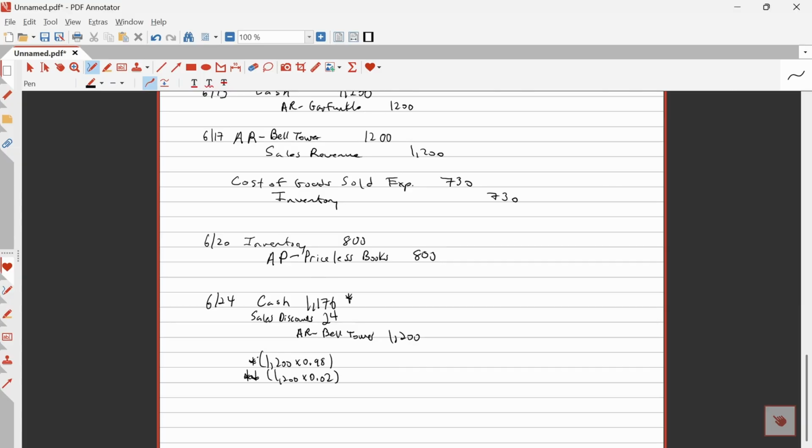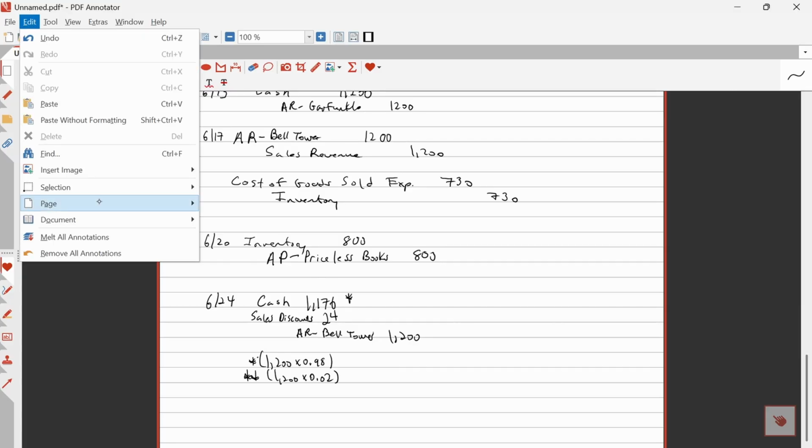Sales revenue has two contra accounts, sales returns and allowances and sales discounts. And the balances in both of those accounts reduce the balance in sales revenue. The net sales revenue is gross sales revenue minus sales returns and allowances minus sales discounts. That's that one.